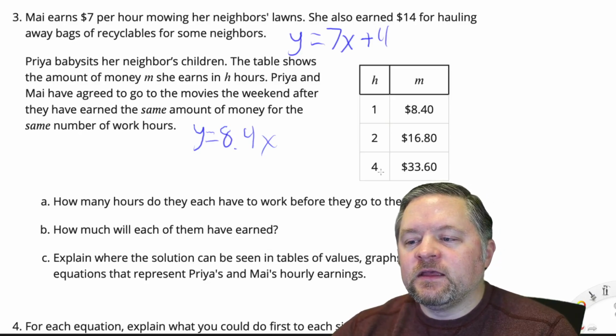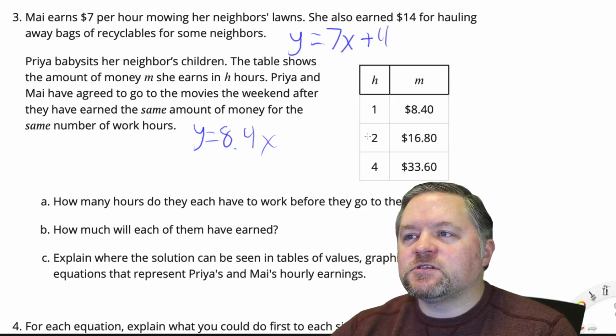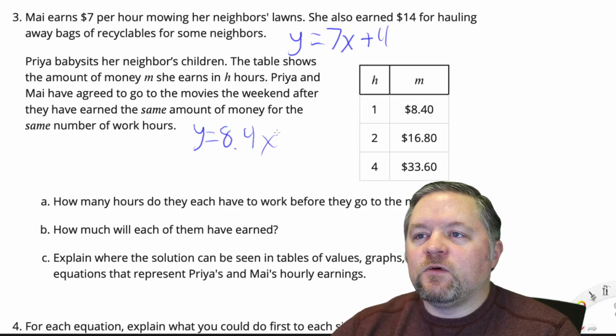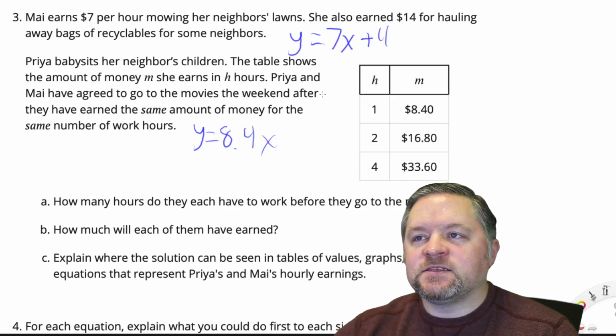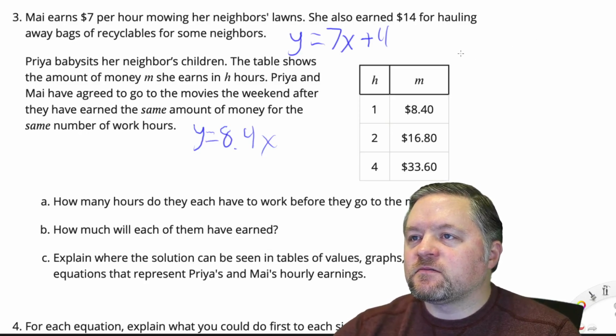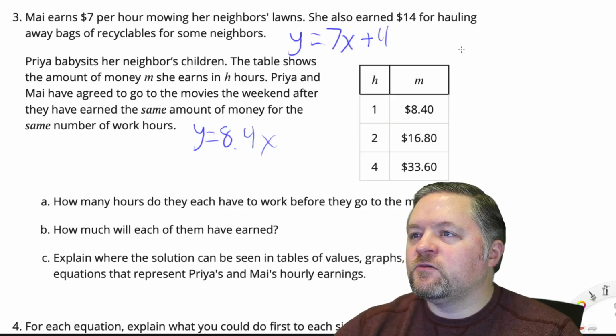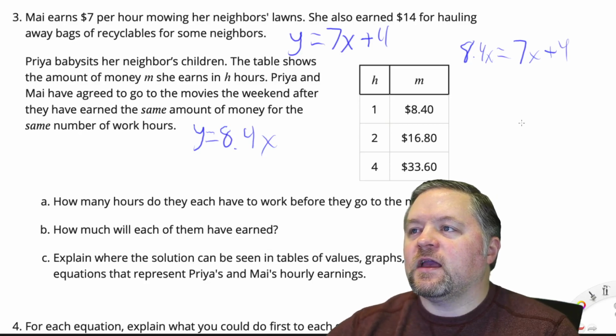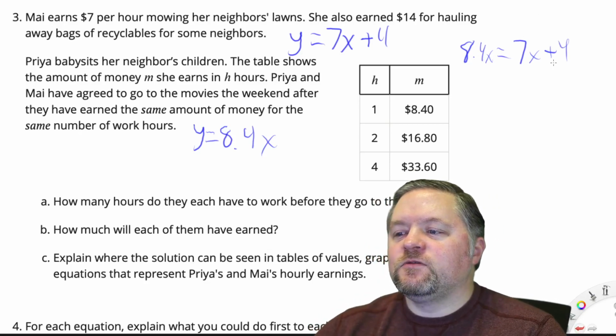Now, if we want to know how many hours they have to work, we want to know when their x is the same and their y is the same. How can we do that? We can set the two equations equal to each other and do 8.4x equals 7x plus 4. Okay? How would we solve this equation?